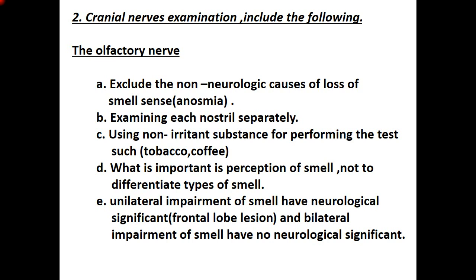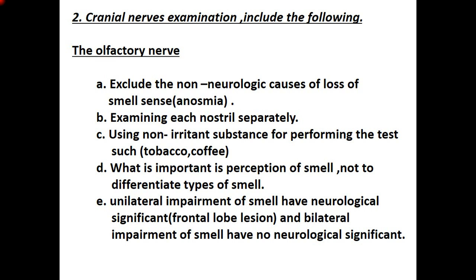Cranial nerves examination. As you know, you have 12 cranial nerves, starting with the first, second, third, fourth, fifth, etc. The first cranial nerve is the olfactory nerve. How do we examine the cranial nerves? Starting with examination of the olfactory nerve.